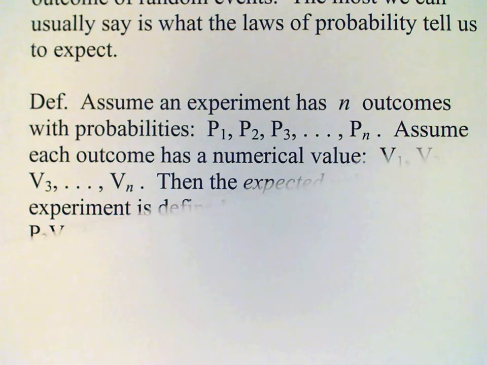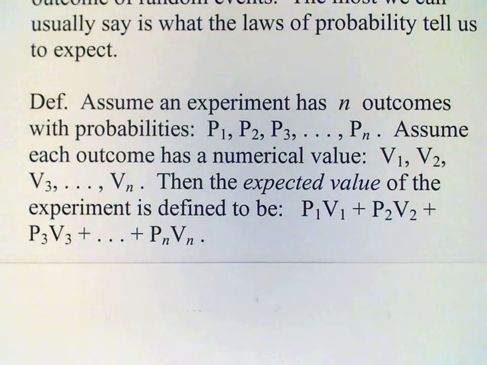Now some of you will say, well, some experiments don't have numerical values. For example, when you flip a coin, what you get is not a numerical value, but a head or a tail. But this is easily remedied because we can always assign a numerical value no matter what the experiment is. So for example, with the coin flipping experiment, we could assign a value of 1 for a head and a value of 0 for tails.